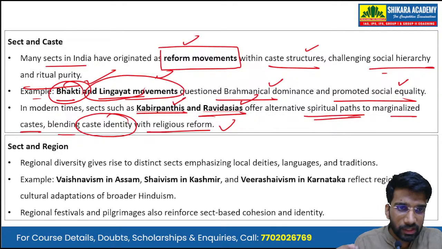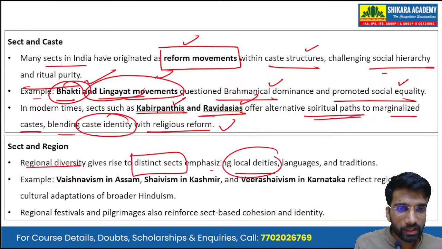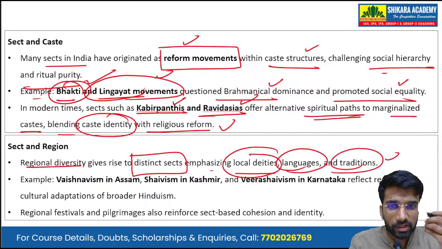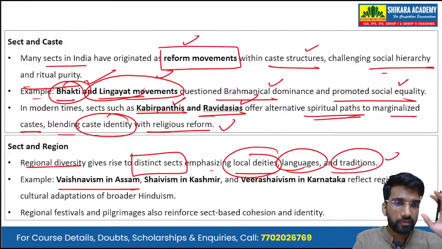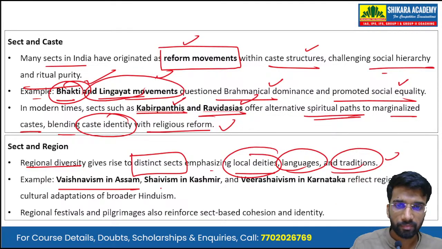Then the sect and region. Regional diversity gives rise to distinct sects, emphasizing local deities, languages, and traditions. Here we can give the example of Vaishnavism in Assam. In Kashmir we have Shaivism.